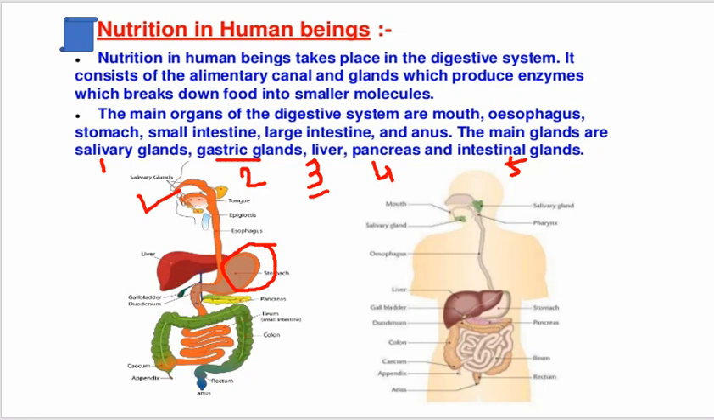Clear? So first of all you have to learn the names of the organs of the digestive system and the main glands of our digestive system, and then after that you all have to learn the human digestive system in detail. Clear?